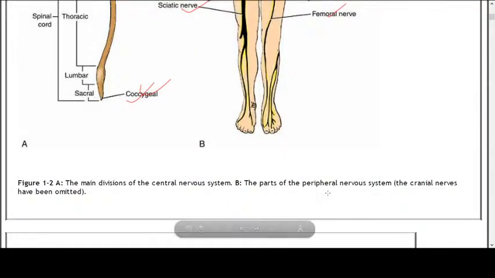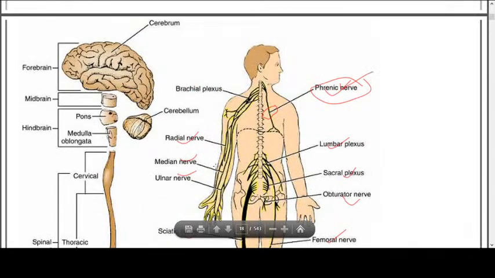So why is it given? It shows part of the peripheral nervous system; sacral nerves have been omitted. This basically shows the difference between the central nervous system and the peripheral nervous system. These are the central nervous system, and these are the peripheral nervous system. However, it lacks the cranial nerves.